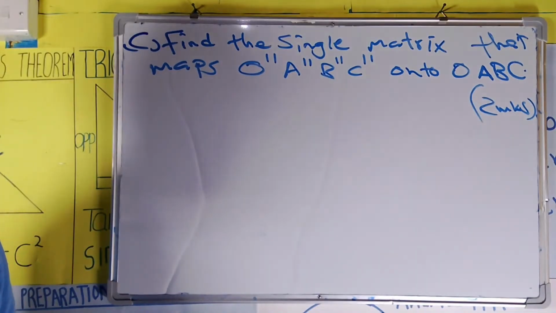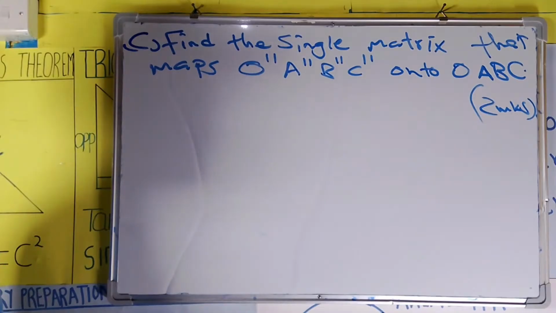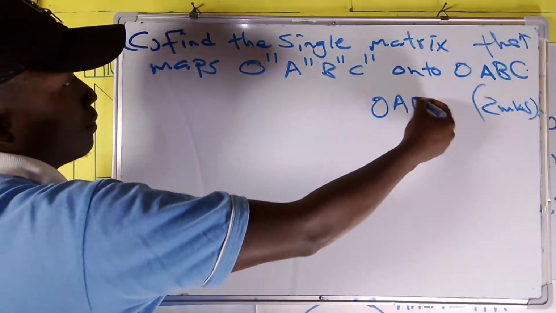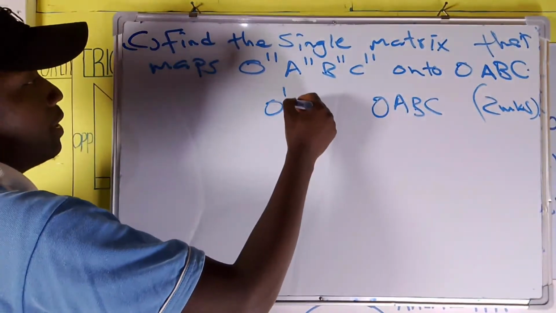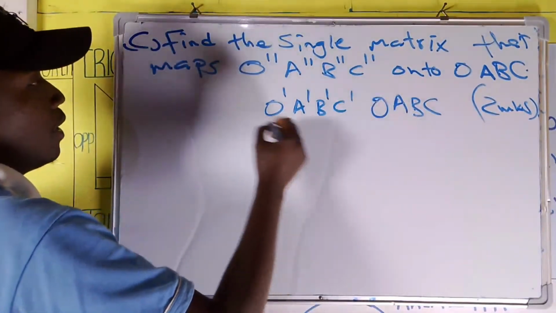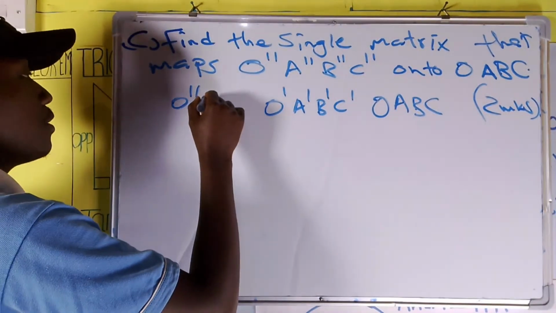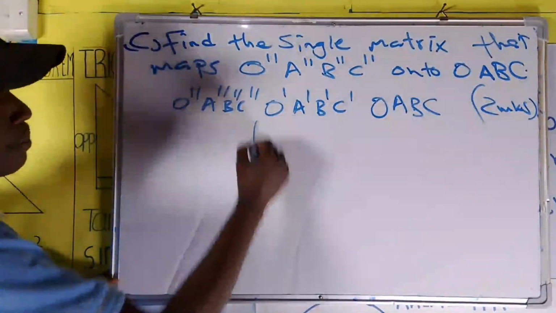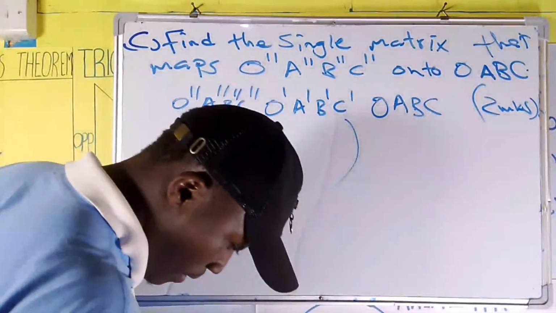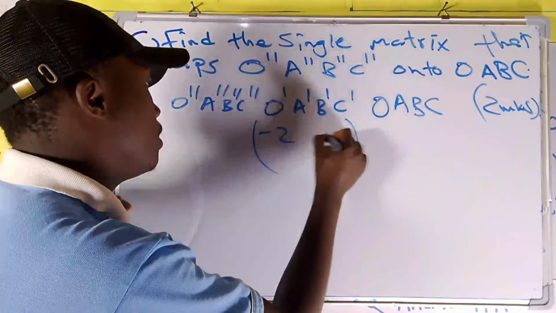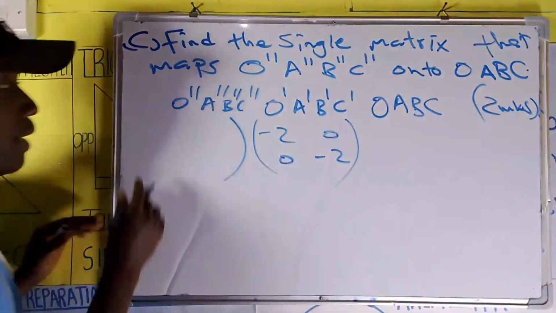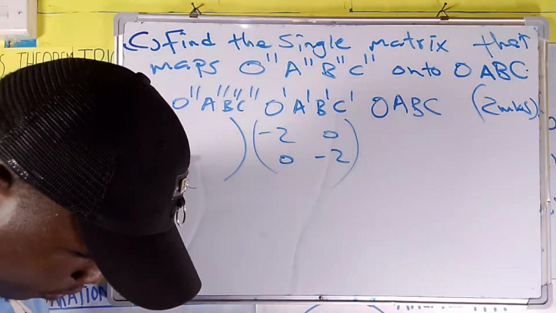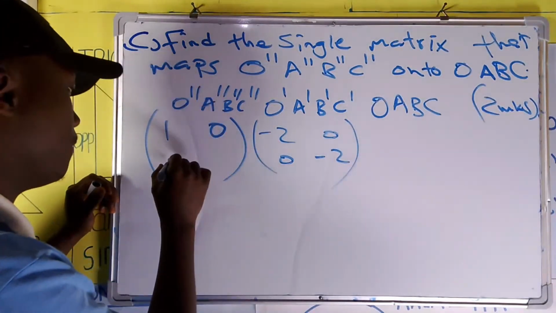What we are going to do is that we need to know that we had the object that gave us the first image and which ended up giving us the second image. And the first matrix that gave us the first one was what? It was (-2 0 0 -2). And the one that gave us this second one was (1 0 0 -2).